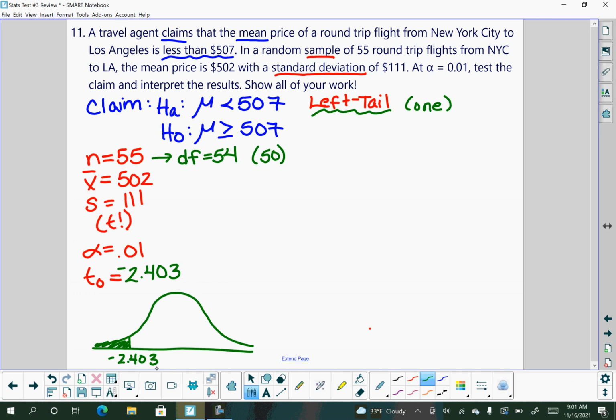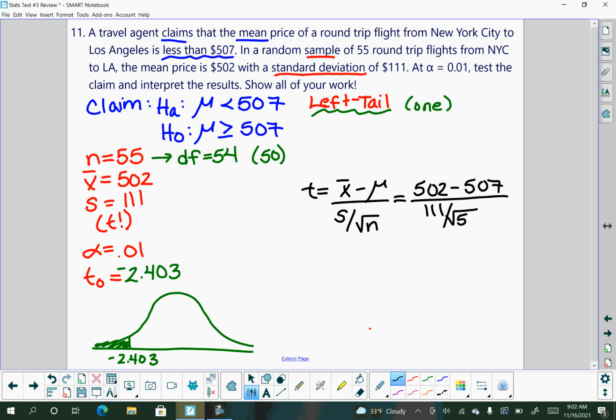All right, so let's go ahead and calculate our t-value that we're going to see if it lies in the rejection region or not. This is going to be really the same formula that we used a moment ago. The only difference is in the denominator it's an S instead of a sigma because we have the sample standard deviation. All right, so let's set it up. We've got 502 minus 507 is the mean that we're testing there, over 111 over the square root of 55. And again, we're going to use our calculator. Going to round to a couple decimal places here.